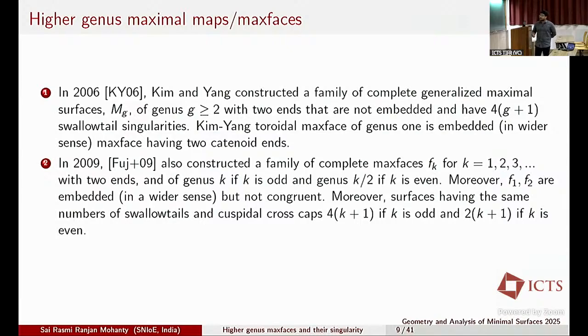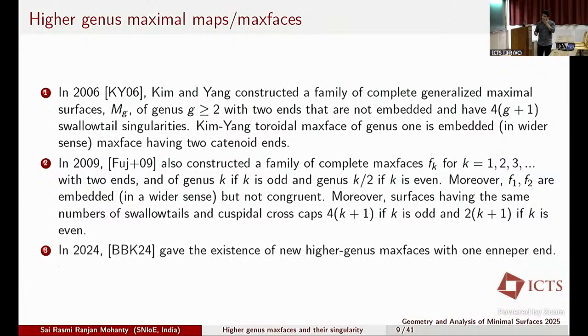And then Fujimori et al. also constructed a higher genus complete Max space. The previous one was about complete maximal maps, but this is about complete Max spaces of higher genus. But this surface has only 2 ends, and the genus depends upon the odd case and even case, and each member of this family contains the same number of swallowtail and cross-cap singularities depending upon their genus case.